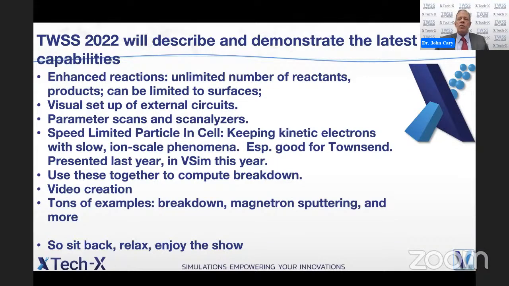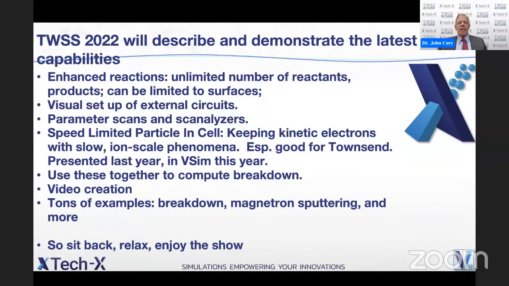You're going to see over the next 2 days that we've greatly enhanced our reactions with an unlimited number of reactants and products, and those can be limited to surfaces. You're going to see that visual setup has been significantly expanded so that you can now do external circuits, which is very important for things like magnetron sputtering or various kinds of arc breakdown. We now have the ability within the graphical user interface to do parameter scans, and we have a new word for analyzing those scans, and that's what we call scanalyzers. Please forgive us the portmanteau, but we're trying to move in the tradition.